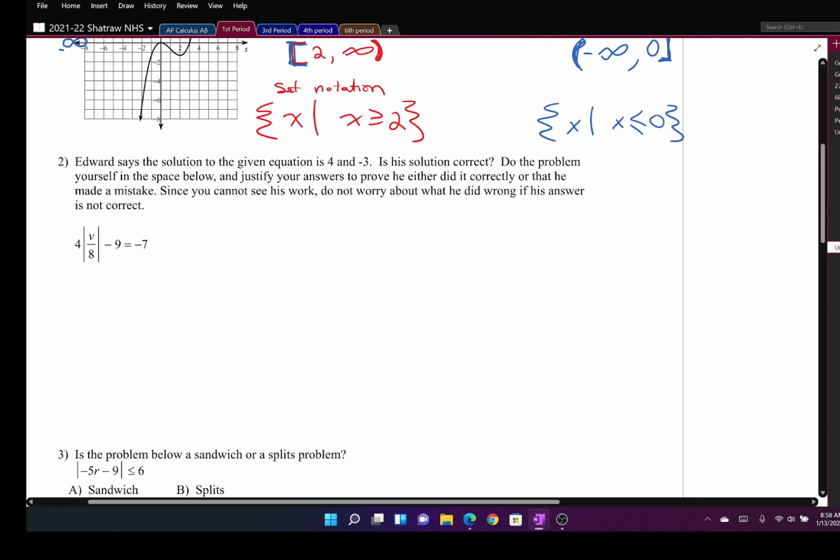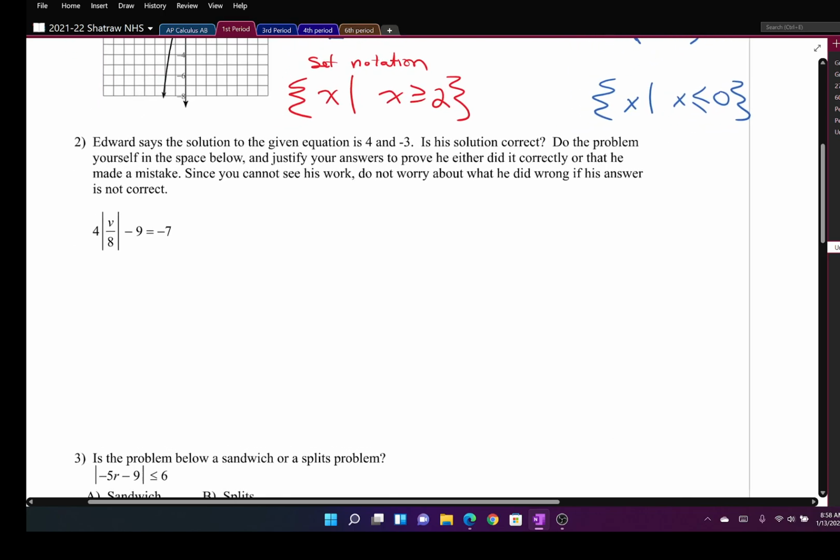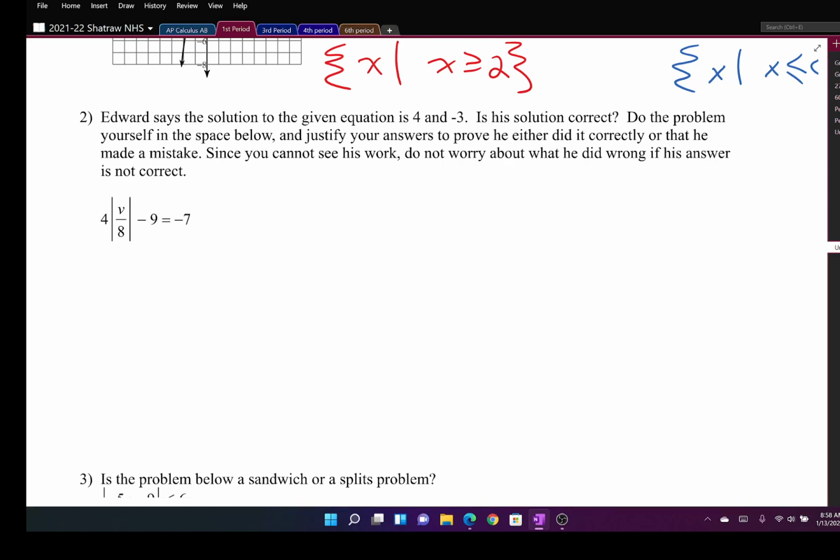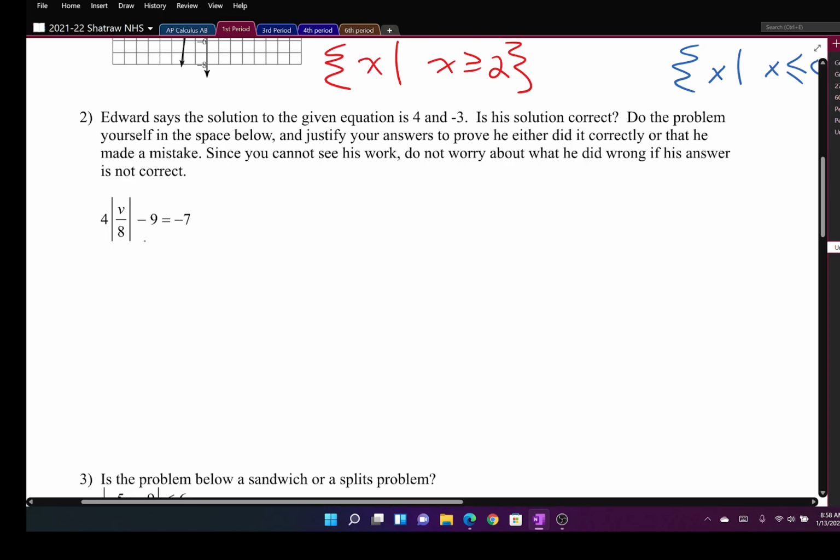Edward says the solution to the given equation is 4 and -3. Is his solution correct? Do the problem yourself in the space below. Justify your answers to prove he either did it correctly or that he made a mistake. Since you cannot see his work, do not worry about what he did wrong if his answer is not correct. I'm not trying to figure out what it was that he was thinking when he did it. I was just trying to solve it correctly, okay?